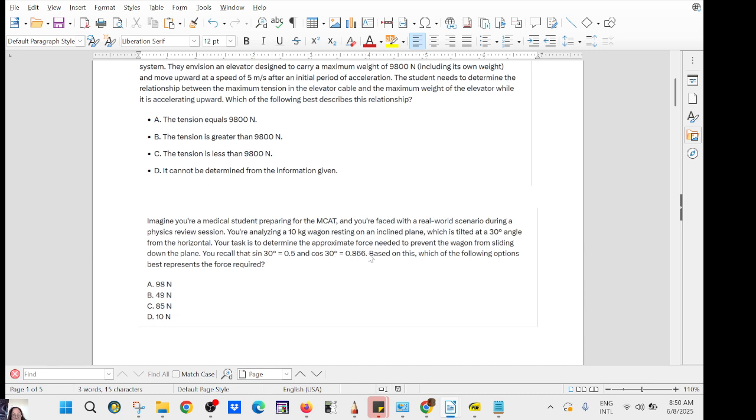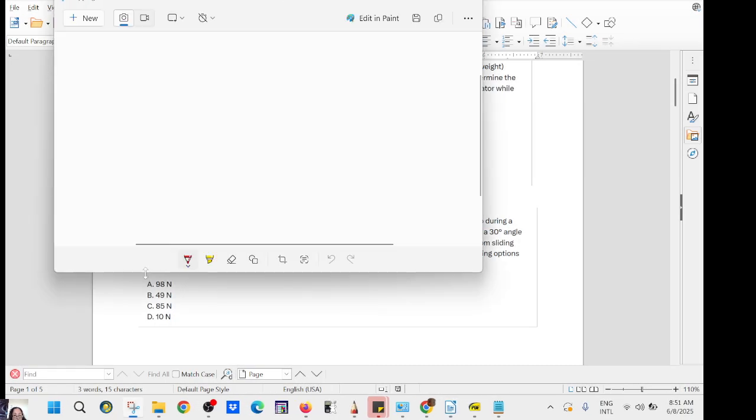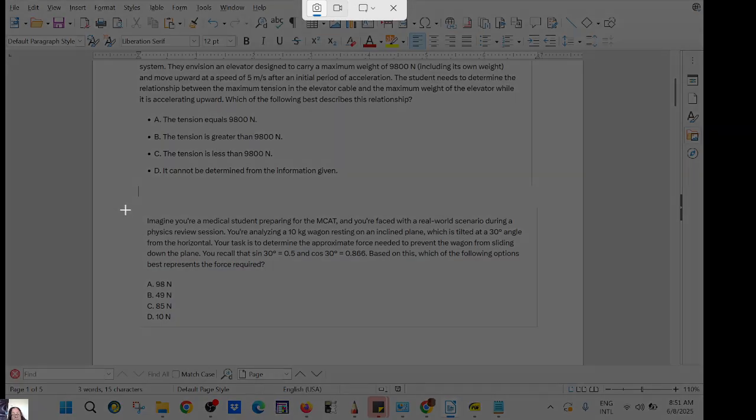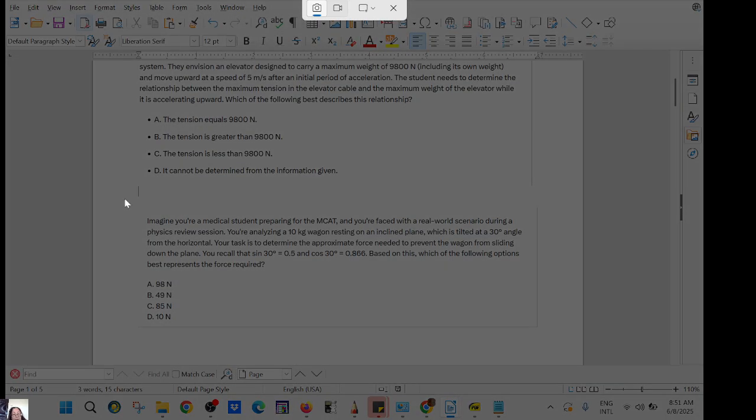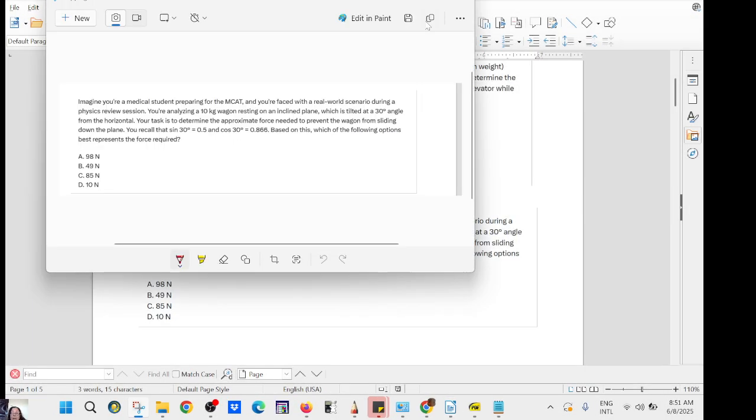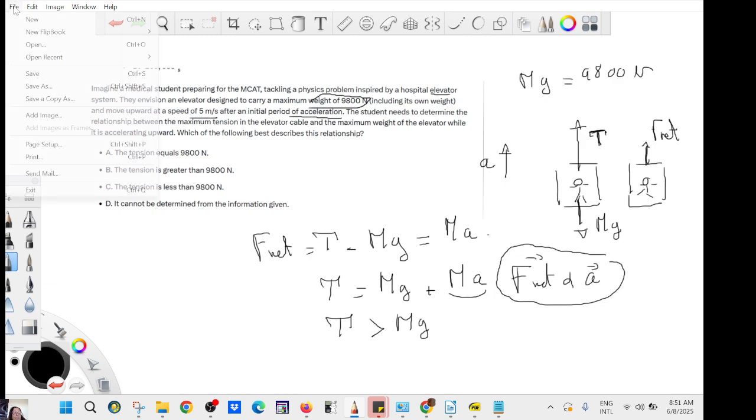Okay. So these are inclined planes. So for inclined planes, there are at least two things that you need to memorize. If you want to know why, you can look at my lecture, but it's easier to memorize for inclined planes.